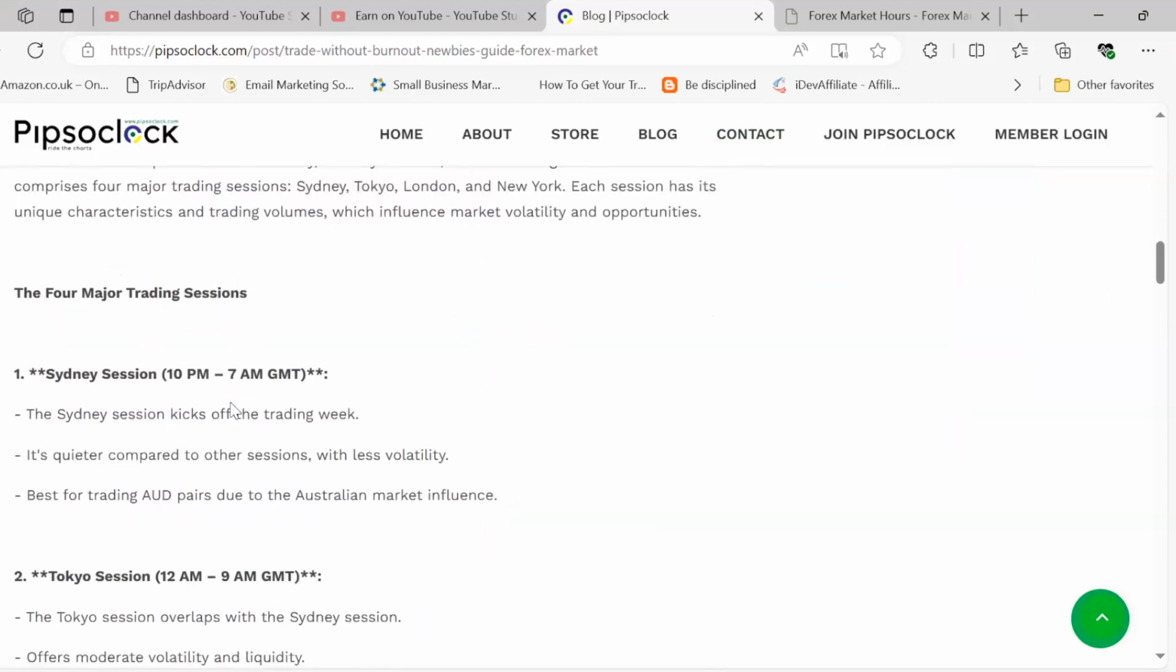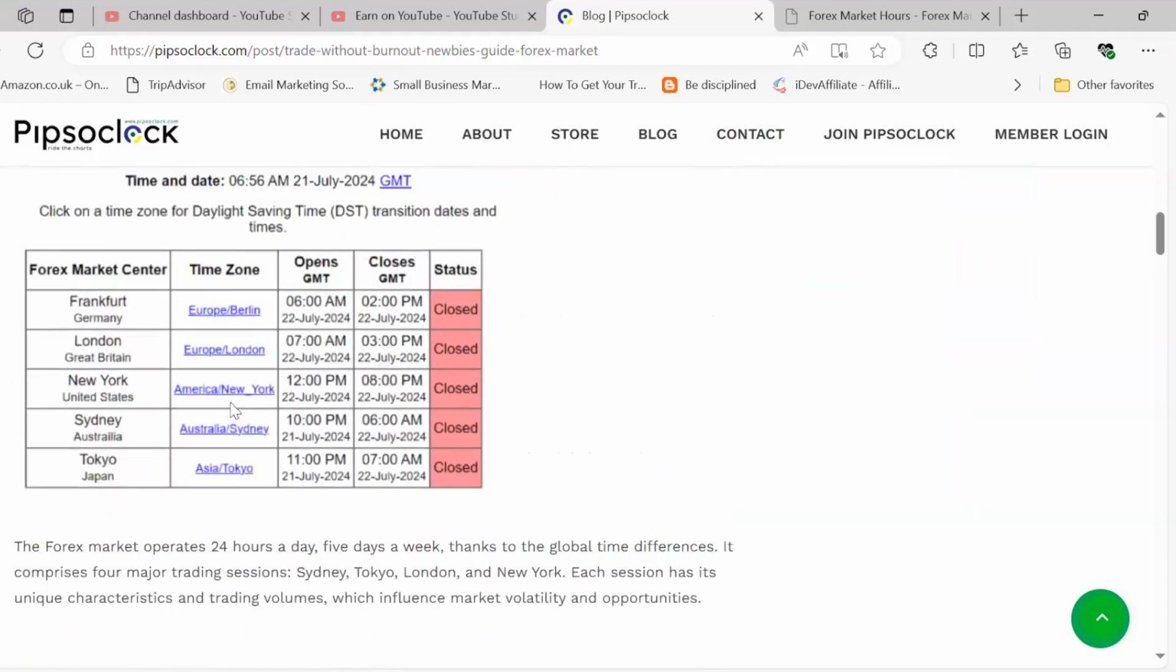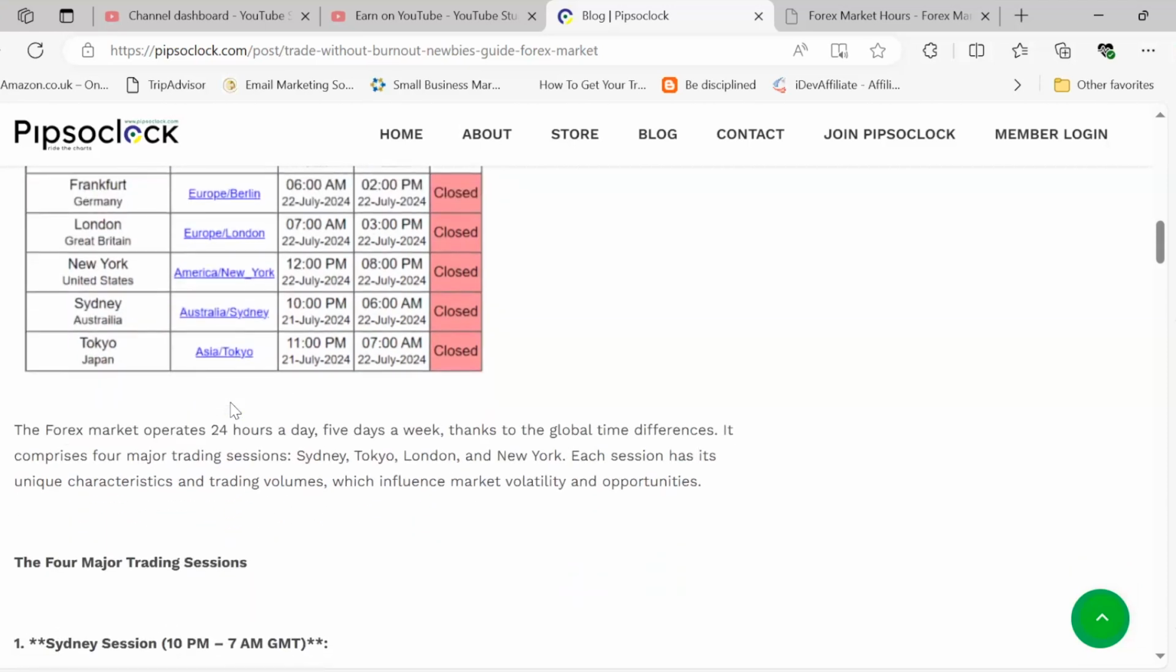Now, you know that the Forex market is a 24-hour market, yes, but there are five trading sessions. If you look at the picture here, you see there are 5 here: Frankfurt, Germany, London, Britain, New York, Sydney, and Tokyo. It was a typo error, and I even omitted Frankfurt. I don't know what I was thinking. So there are 5 market zones, and it operates 5 days a week, and 24 hours within those 5 days. Monday to Friday. In fact, late Sunday night to late Friday night.